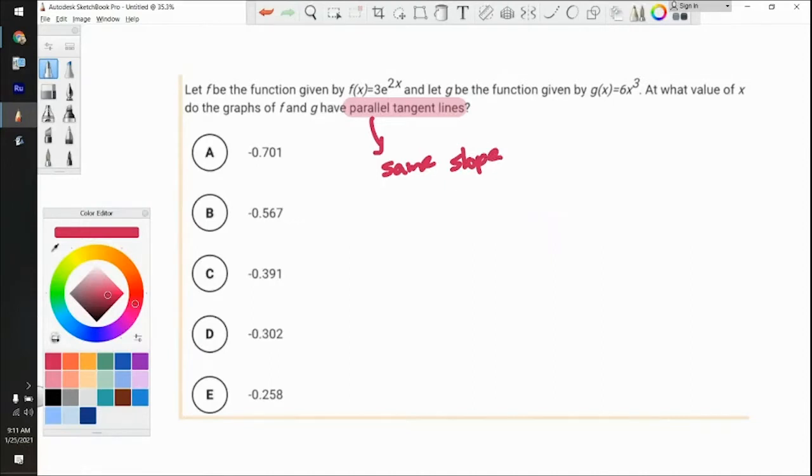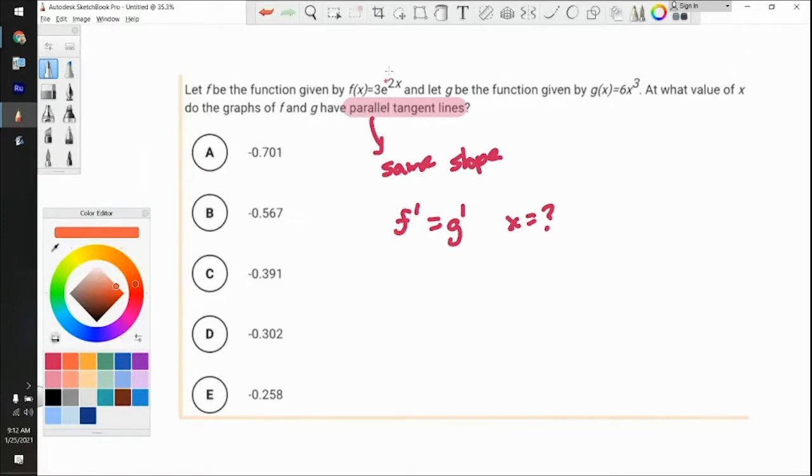Okay, now it's a tangent line. That means a tangent line is based off one point. So that means it's the slope of a tangent line, which again is the definition of derivative. So we're essentially looking for where is the derivative of f equal to the derivative of g? What x value? Okay. So to do this, let's find all these derivatives.